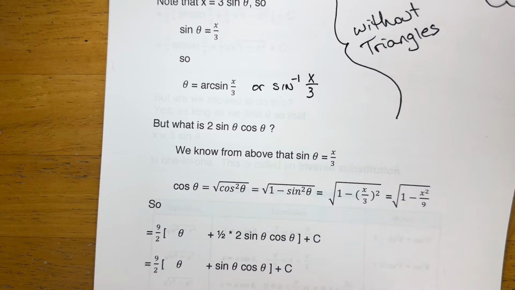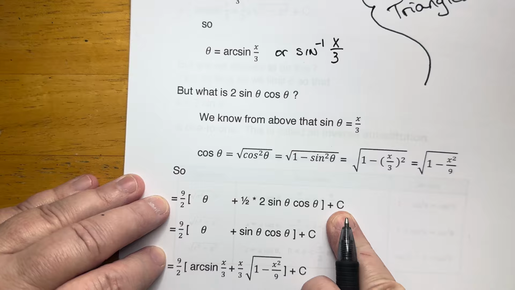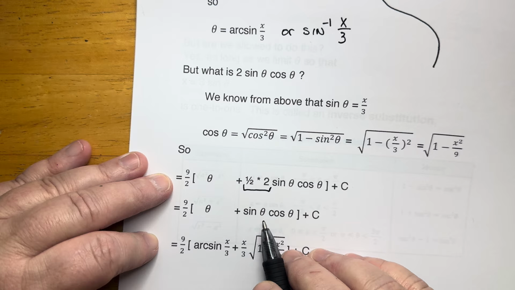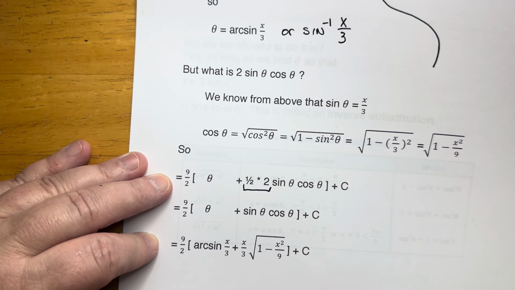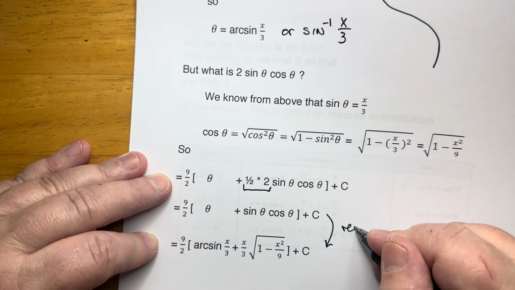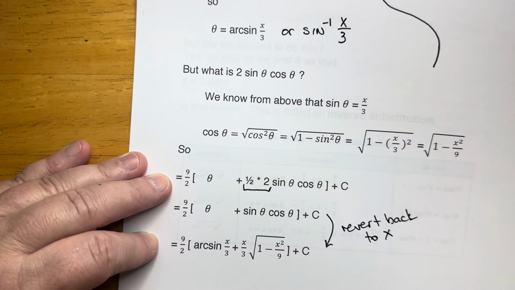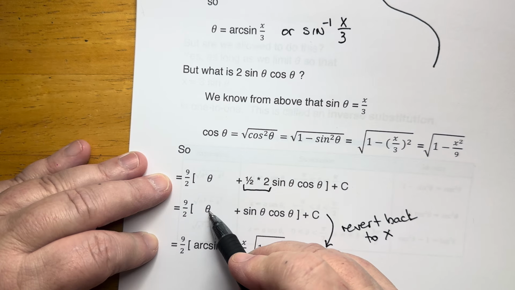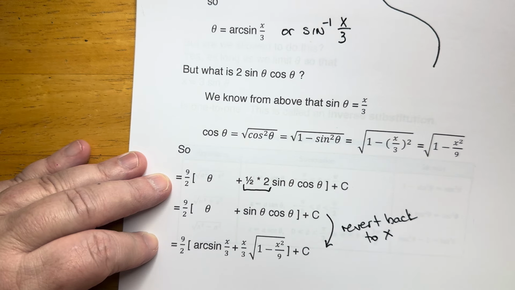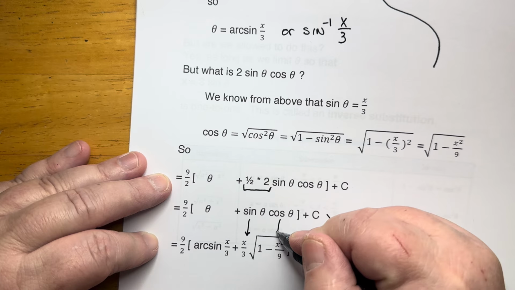Okay, so here was our original answer. And then I said, oh, these two can combine, so then we just get sine theta cosine theta. And now let's resubstitute back to x by saying theta is arc sine of x over 3, that we found up there. And then here is sine theta, and there's cosine theta.